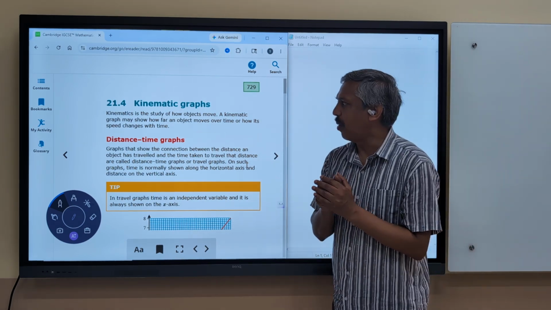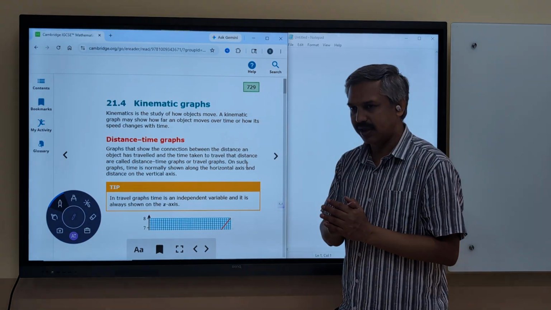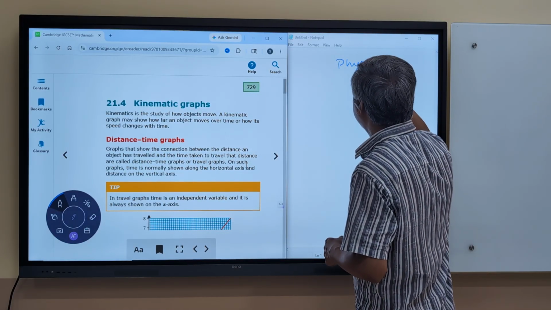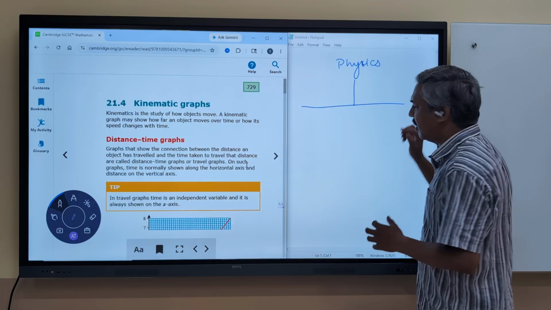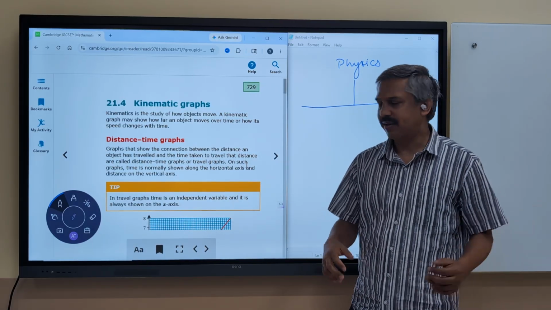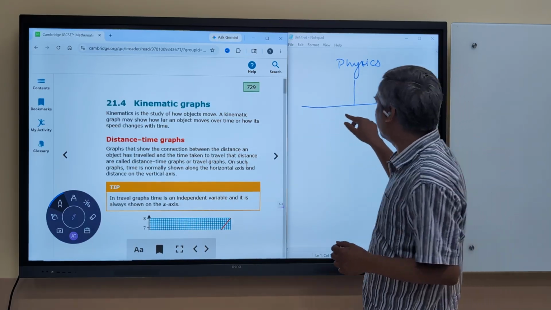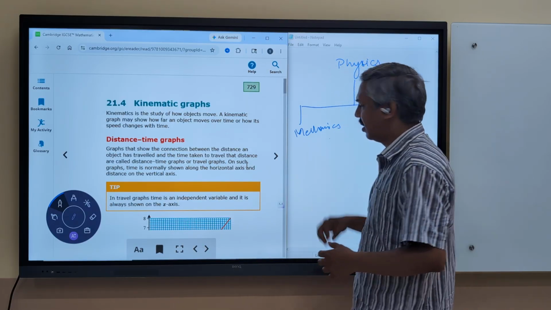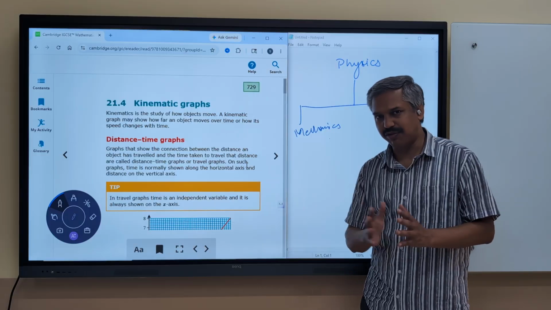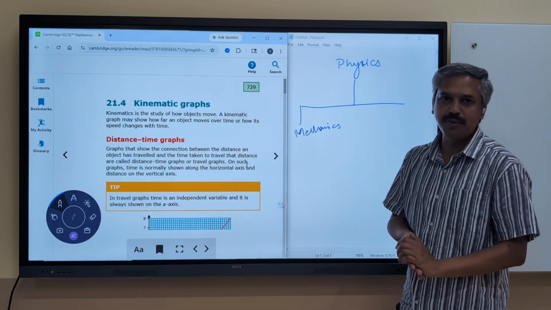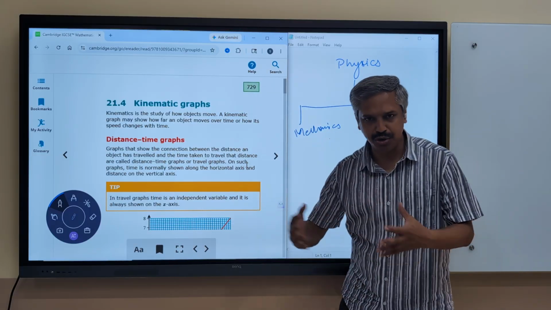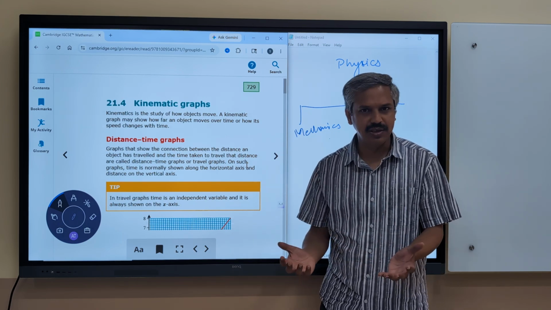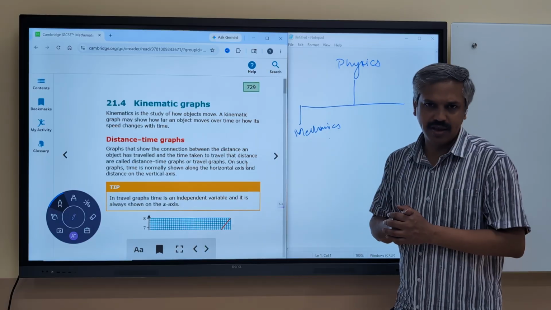So we are discussing a topic that is called kinematic graphs. Actually, there is a branch of physics. There are many branches: sound, light, mechanics, modern physics, nuclear physics. Out of these, one branch is called mechanics. Mechanics deals with motion and force, or all the existences. All Newton's laws come in this.